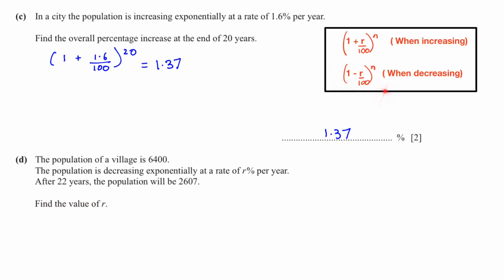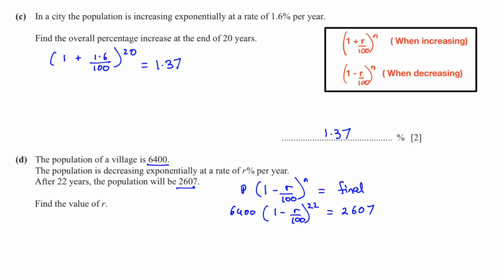This formula we use when it is decreasing to find the percentage. But if the initial value is given and we want to find the final value, we use P times (1 minus r over 100) to the power of n is equal to your final outcome. Our starting is 6,400. 1 minus r we don't know, and n is 22. This will result in 2,607.